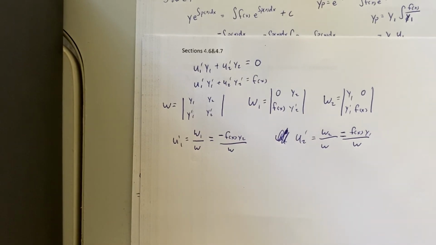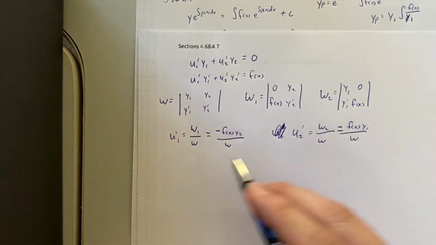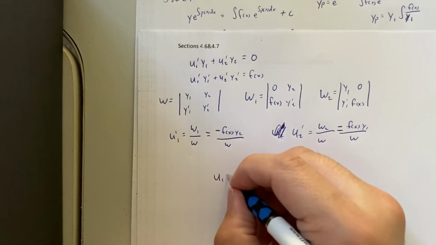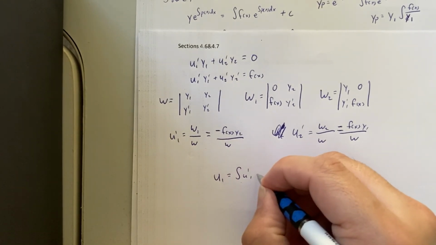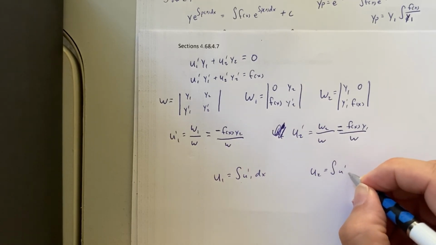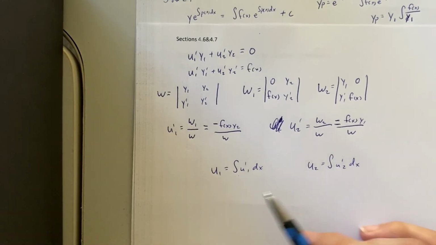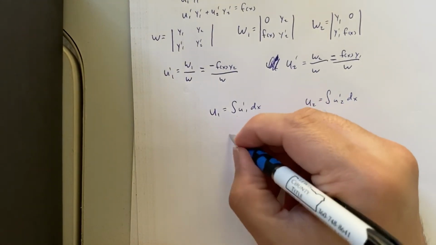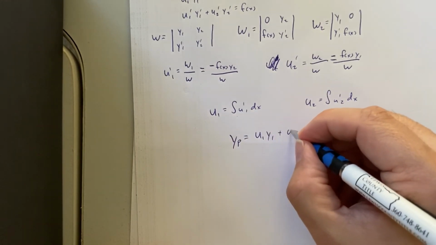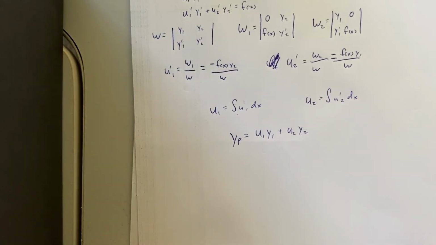Once we find out what u sub 1 prime and u sub 2 prime are, all we have to do is take the integral of both of those, and we're able to find out what u sub 1 and u sub 2 are. Then we can write it in the form y sub p is equal to u sub 1 times y sub 1 plus u sub 2 times y sub 2. And that will be our particular solution.